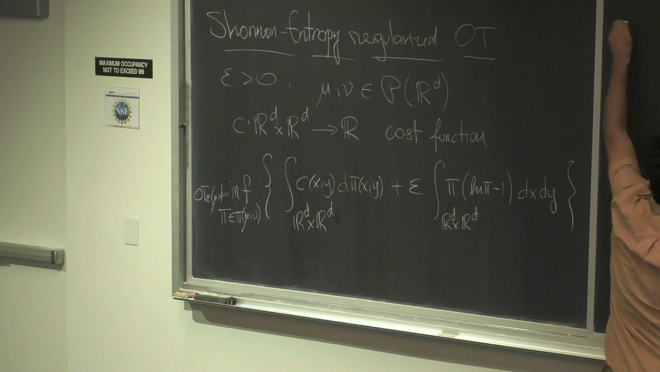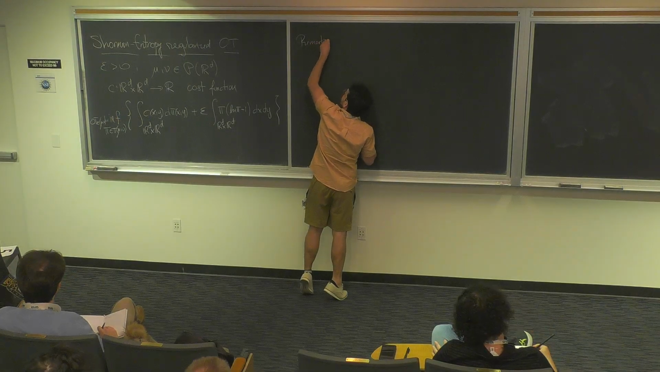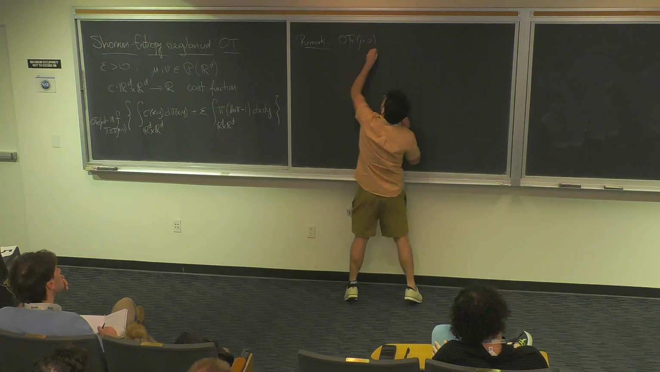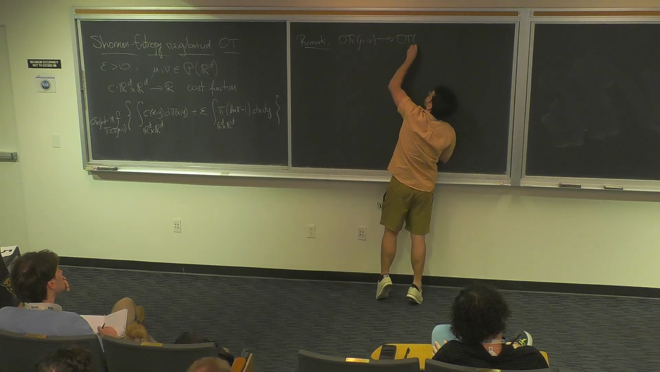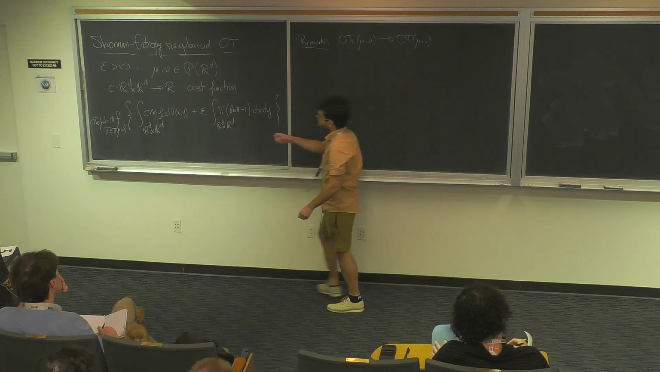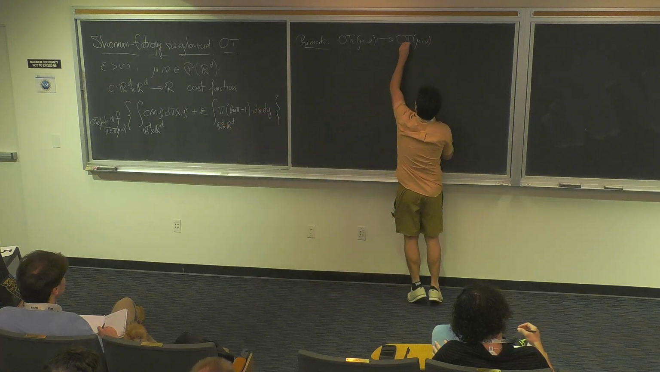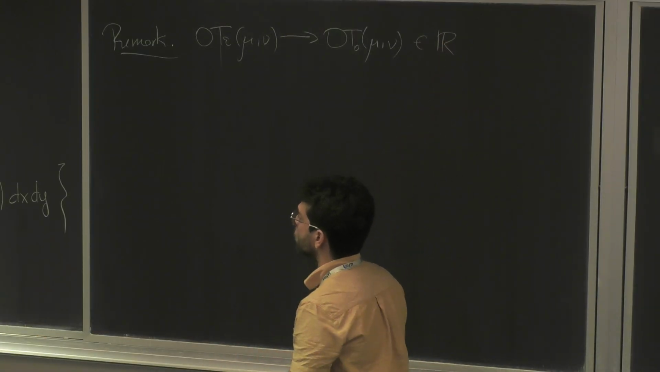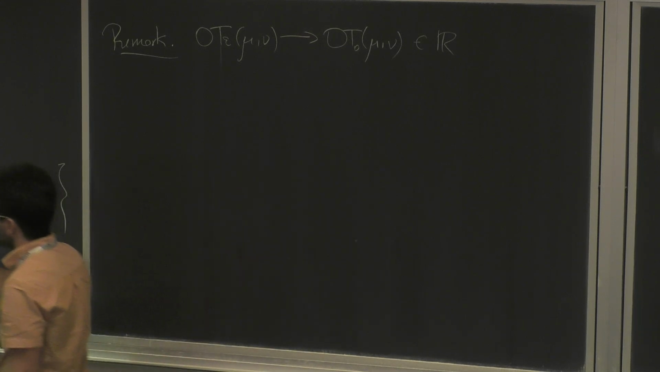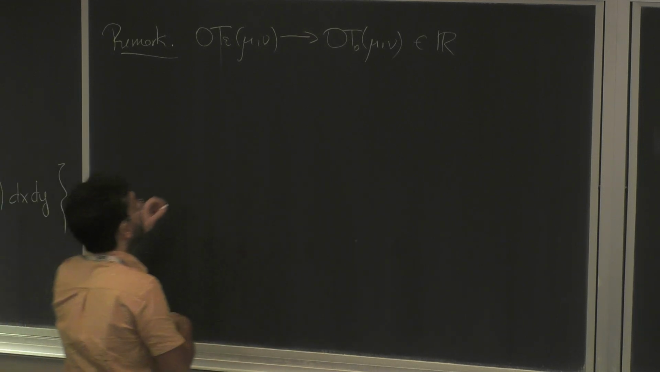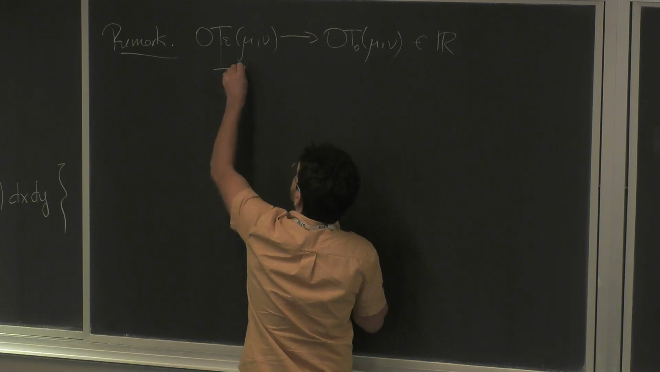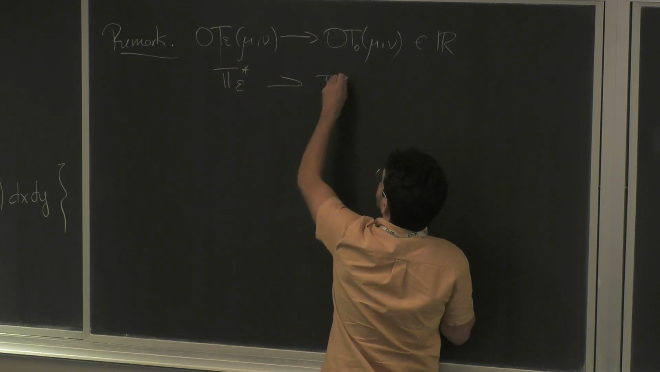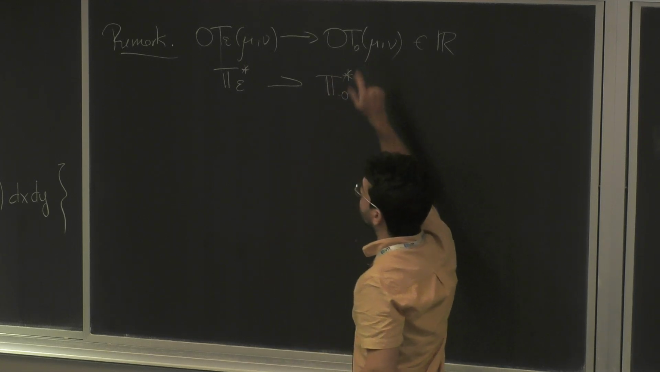So let me make 2 remarks. I have that OT epsilon of mu and nu converges to OT 0, which is the corresponding problem when epsilon is equal to 0. And these are real numbers, so I'm telling you a convergence of real numbers, but I have something a little bit stronger: if I have a solution of this problem that I'm gonna call pi epsilon star, this is going to weakly converge also to a solution pi 0 star of the corresponding problem.